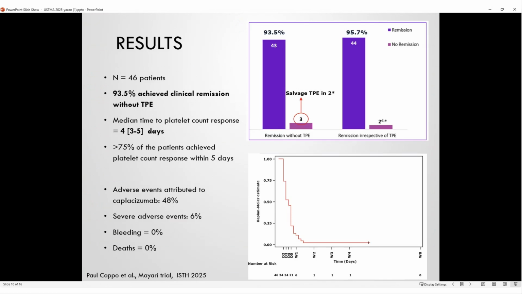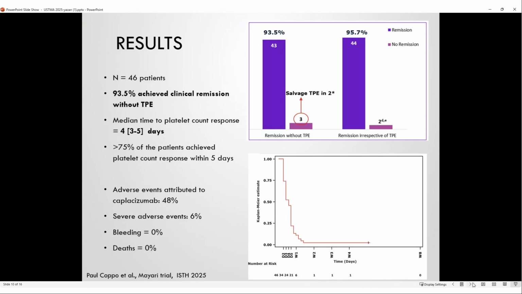In terms of adverse events that were attributed to caplacizumab, there was a 48% rate of different adverse events reported, but those that were severe adverse events was only 6%. And the authors reported 0% bleeding and 0% deaths. And this is a preliminary conference result. Of course, it is expected to be followed by a full peer-reviewed manuscript with time. So this is our first view of what the Mayari trial showed.